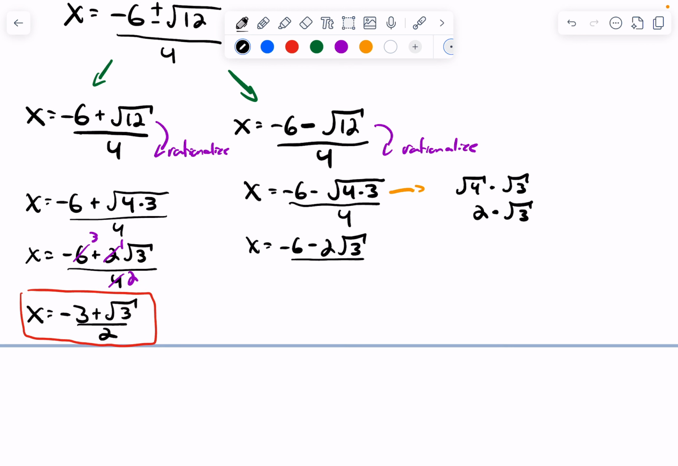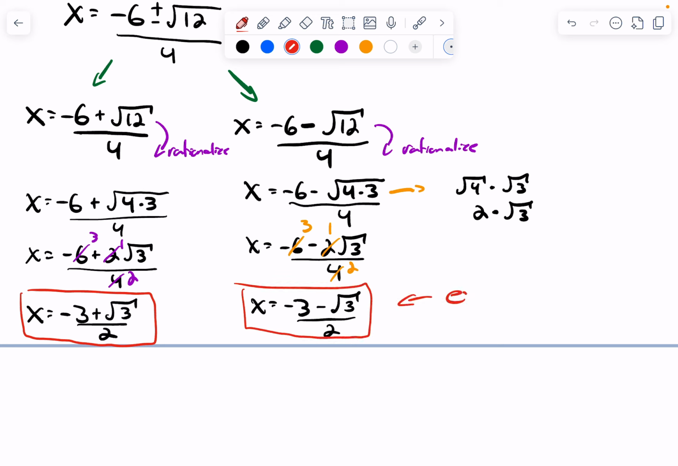All over 4. And then reduce, okay? Reduce all terms by a factor of 2. So that becomes a 3, that becomes a 1, that becomes a 2. And you're left with (minus 3 minus root 3) over 2. And again, exact answers, okay? Exact answers.